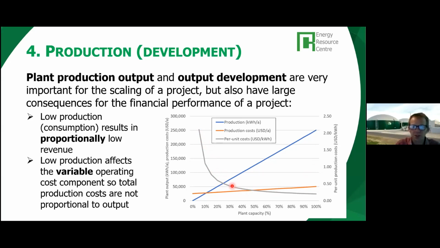And that's why it's important to make sure that you choose your plant capacity, for example, as appropriate for the expected demand. Otherwise, your investment cost may be substantially higher than needed, and that could result in unnecessarily high per unit production costs.